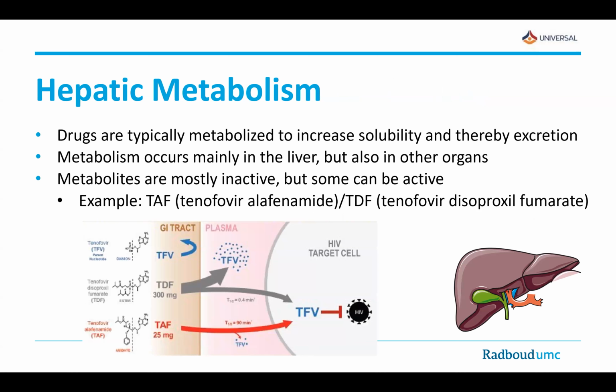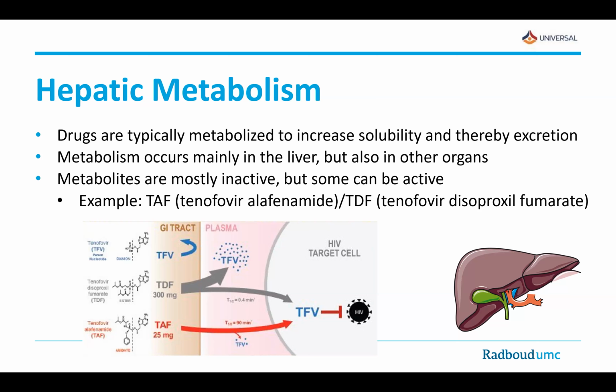So now we discussed the absorption and the distribution. We move on to the next pharmacokinetic process, which is the metabolism. Most of the drugs are metabolized by enzymes that are present in the liver. And the reason that drugs are metabolized is to make them more soluble, so they can be excreted and removed from the body. As mentioned, most of the drugs are metabolized by the liver, but metabolism can also take place in other organs.